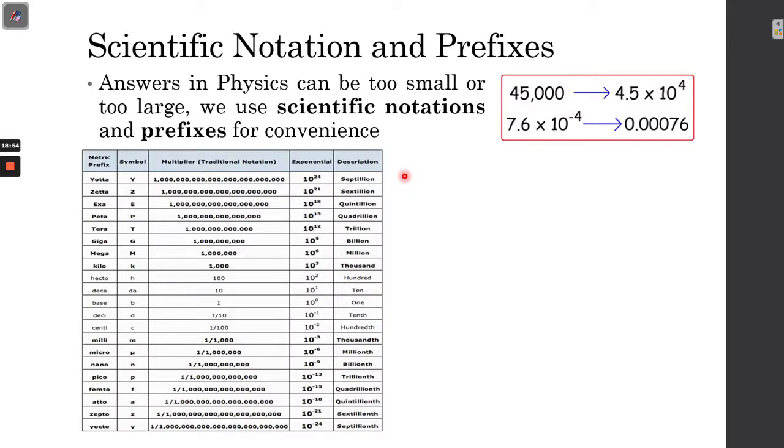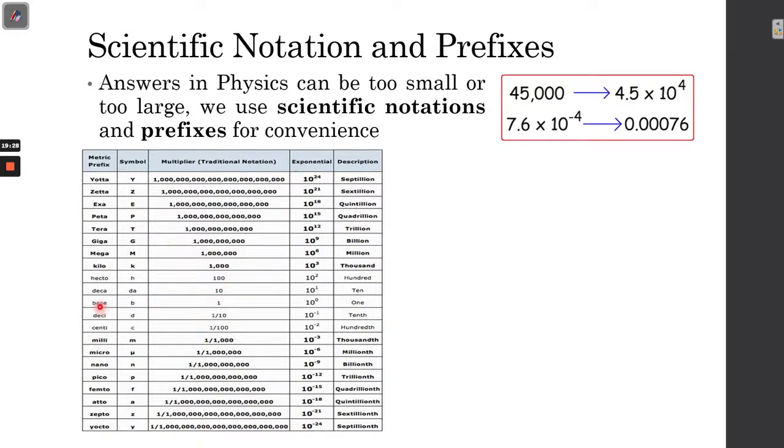So next is prefixes. Here is a list of some of the prefixes we use in science. But most of the time, we'll be focusing on kilo, centi, milli, micro, and nano, sometimes pico. So these 6 prefixes are the ones that you'll be seeing a lot of times in our lesson. So I want you guys to be familiarized with kilo.